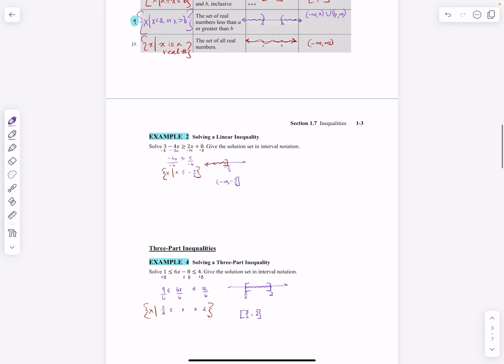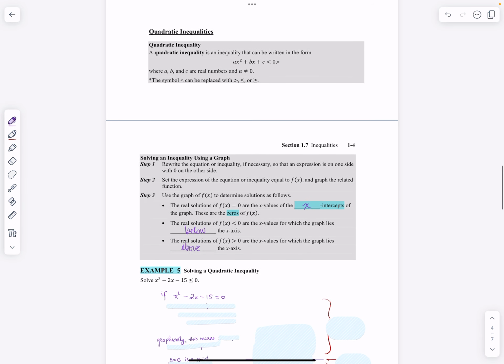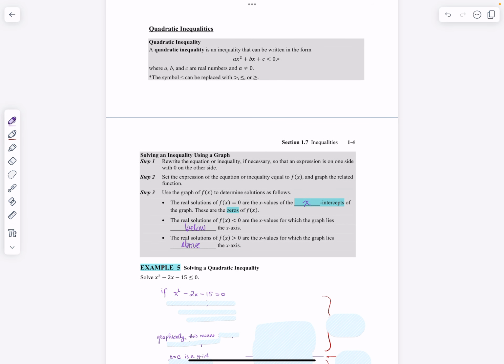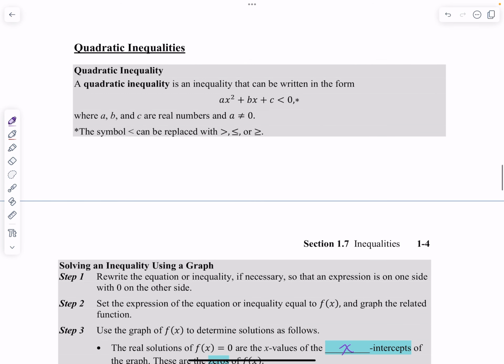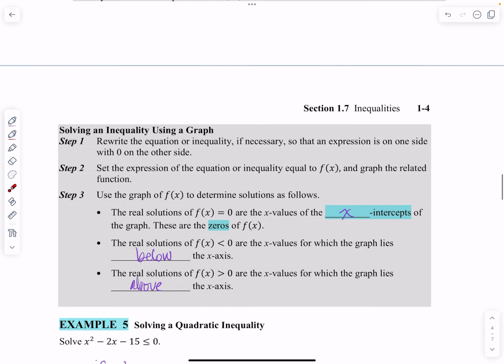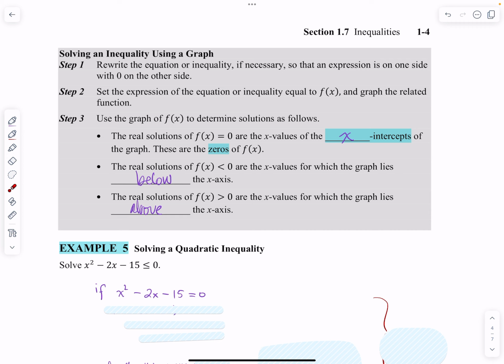But what I really want to talk about right now is quadratic inequalities. A quadratic inequality is going to be in this particular format where I have the squared term in here. And in order to solve an inequality, just a couple of concepts. First of all, rewrite the equation or the inequality so that 0 is on one side.